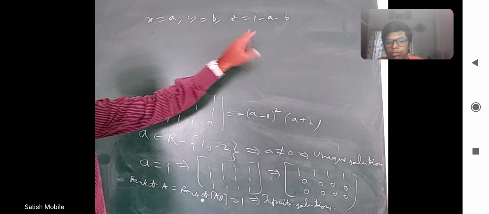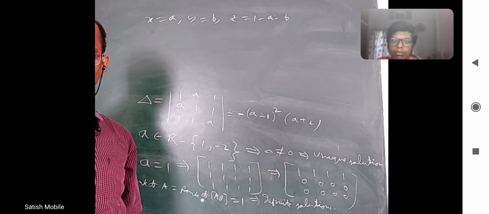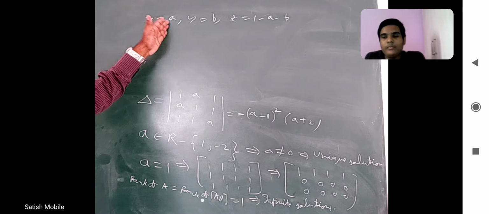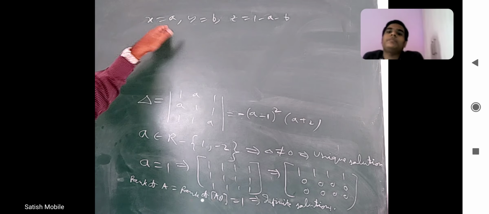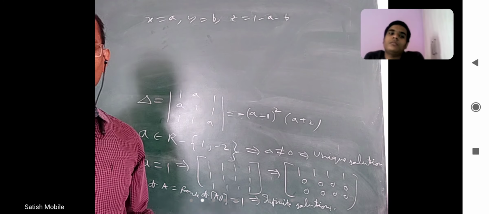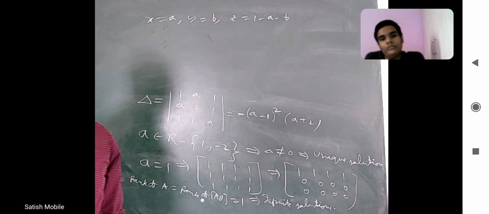Every time, what is x plus y plus z? 1. So, you take a 100, b 1000, no problem. You take a 7, b 9, a 0, b 1. You'll keep on getting infinite sets of values. So, this is the infinite set of infinite solution. Okay?